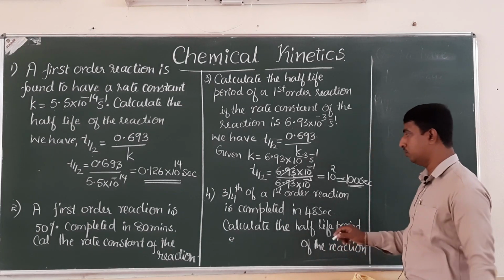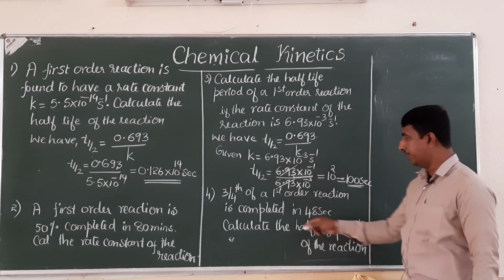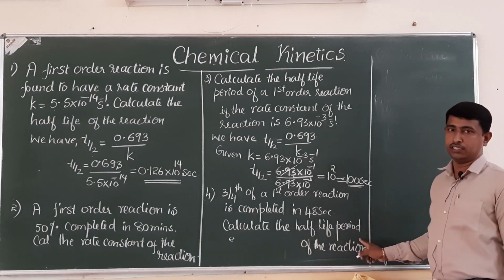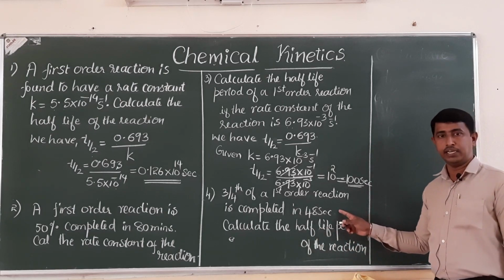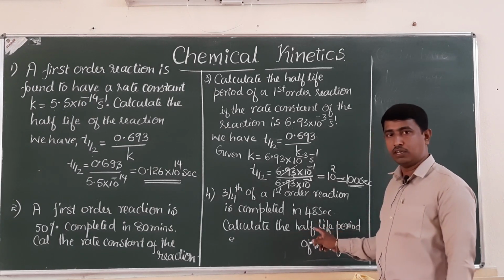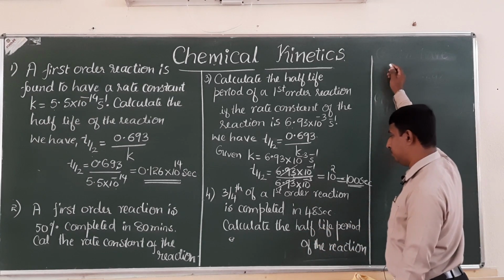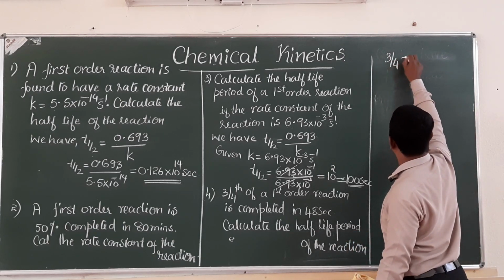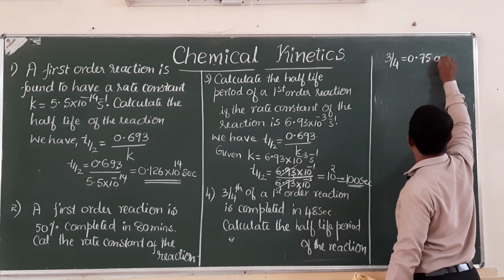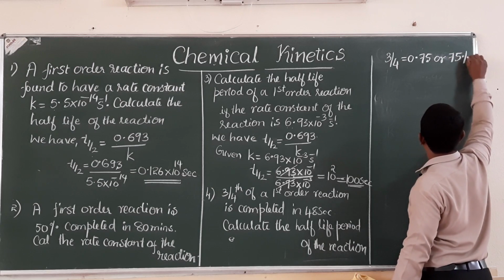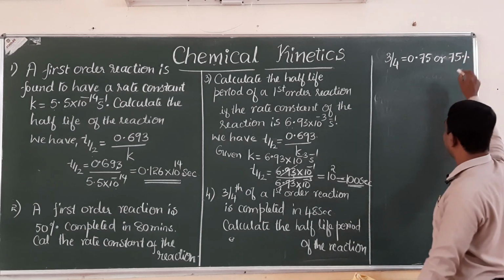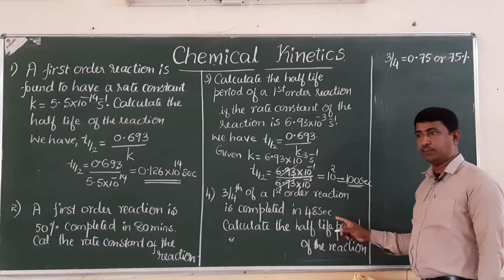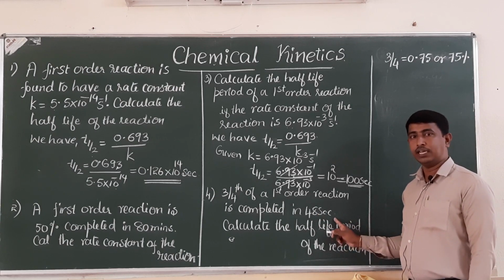Fourth one. 3/4 of a first order reaction is completed in 48 seconds. Calculate the half-life period of the reaction. We have to calculate the value of T half. Let us write the formula first. 3/4 means 0.75, or 75%. So 75% of the first order reaction is complete in 48 seconds. By using this value we can calculate the value of k.